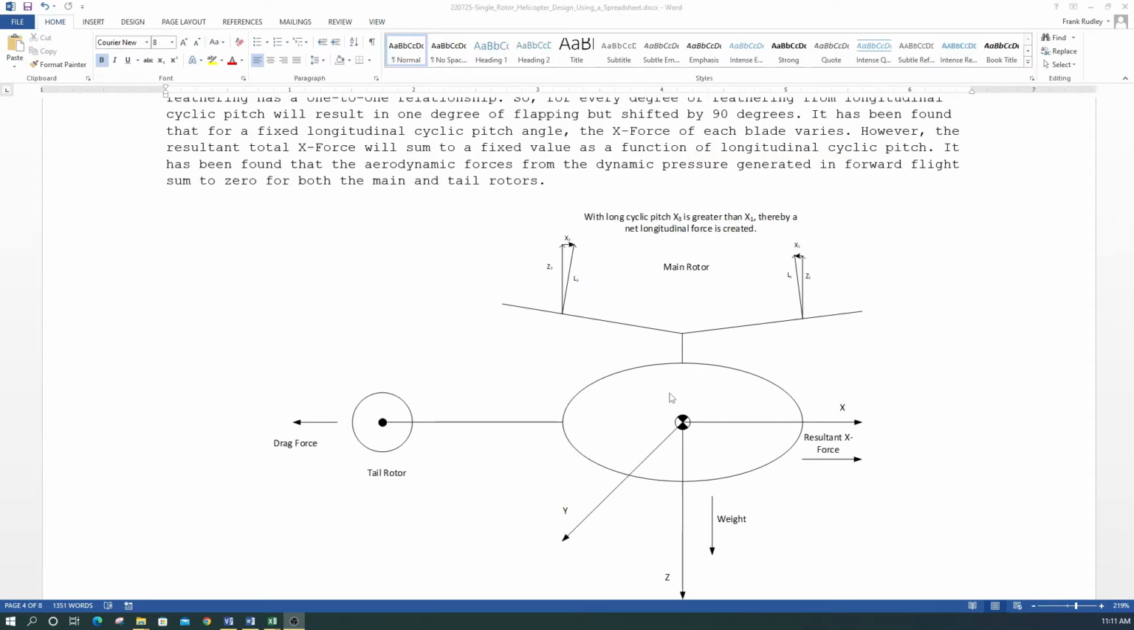Now, also, I guess we didn't talk about it as much, but the aircraft has a weight, so our collective pitch is generating a Z force in this direction to counteract the weight. So we'll talk about that also in our analysis.